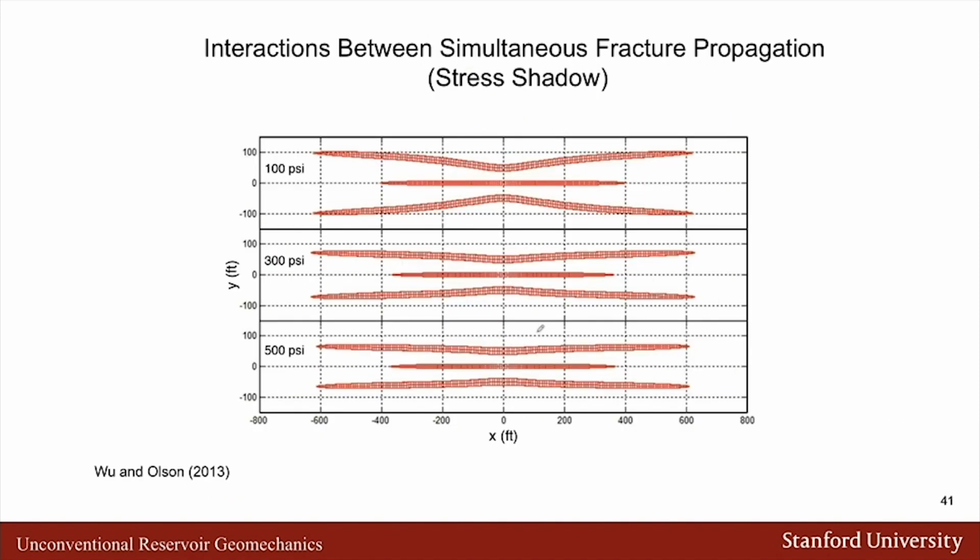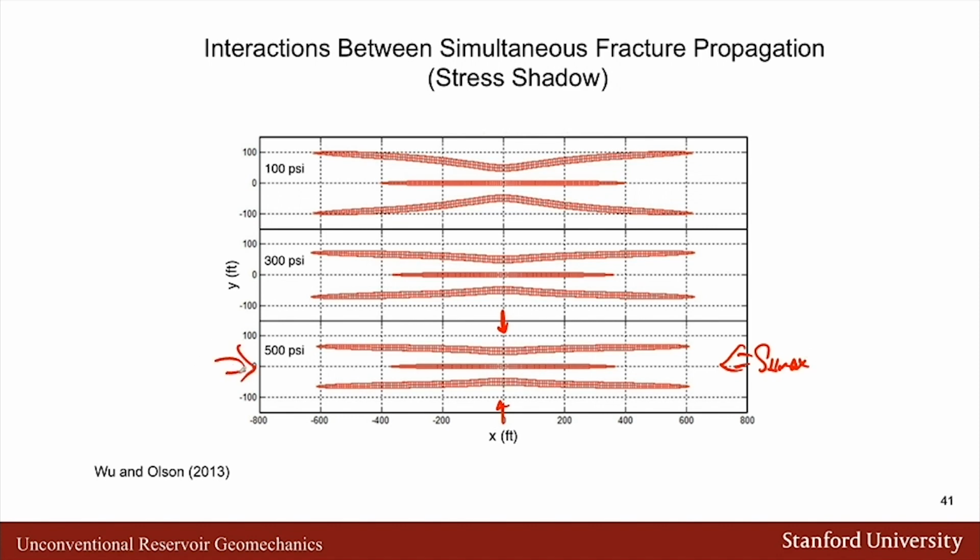Here are some numerical experiments that were done at the University of Texas by John Olson and a student. What he's looking at is 3 simultaneous hydraulic fractures that are propagating. Again, the innermost fractures are not propagating as far as the outermost because of the stress shadow effect. And now he's looking at how that stress shadow affects the propagation path, as a function of the difference between SH min, which is acting in this direction, and SH max, which is operating in this direction.